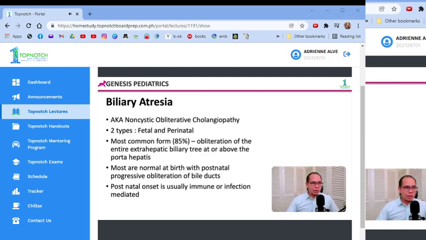Okay? Biliary atresia, also known as non-cystic obliterative cholangiopathy, has different types. The most common form is the obliteration of the entire extrahepatic biliary tree at or above the porta hepatis. That is a very common board exam question, so you have to memorize that pathology. Where is the damage in the biliary tract? Since we said it is extrahepatic, it is the entire extrahepatic biliary tree.